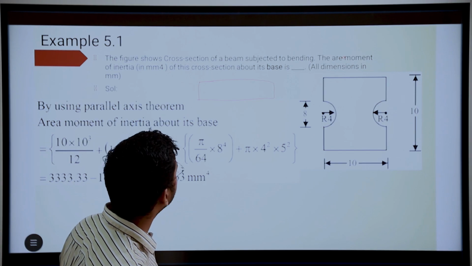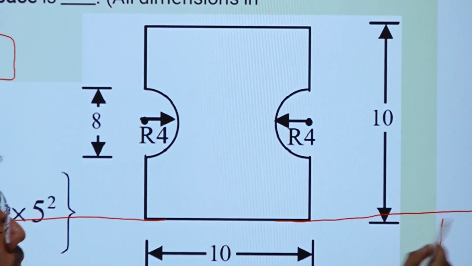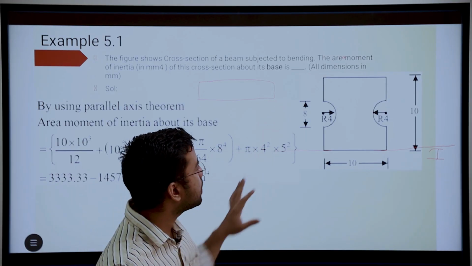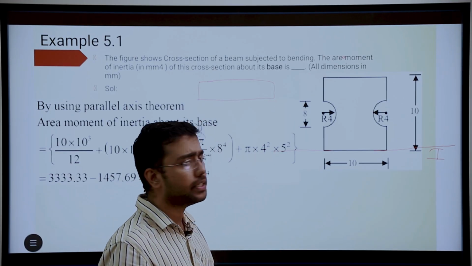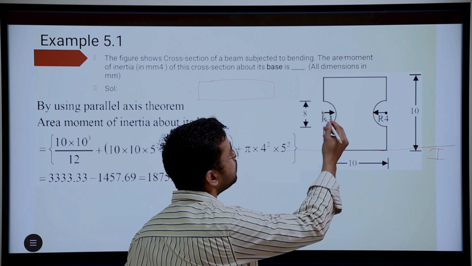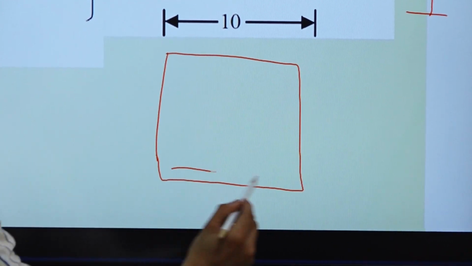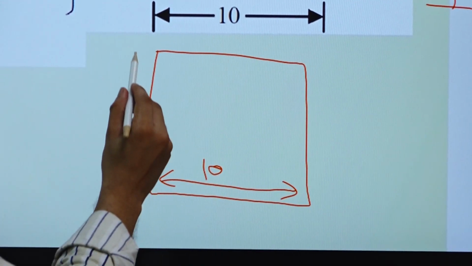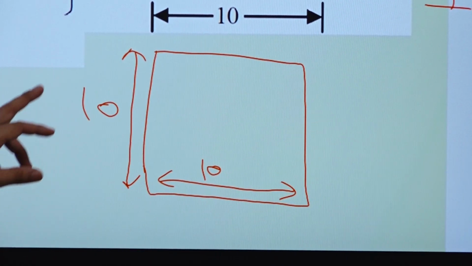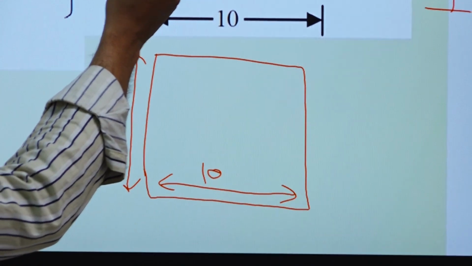So we have to find out the area moment of inertia about the base, about this line. So about this line we have to find out I. So how will we proceed? After seeing this problem, first we need to find out which area moment of inertia will be very easy. So first thing first, you will find out the moment of inertia of this rectangle, which is 10 by 8, 10 by 10. So it is not a rectangle, it is a square, right? So first we have to find out the area moment of inertia of this square.